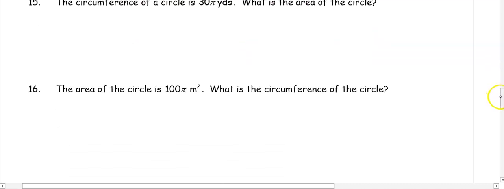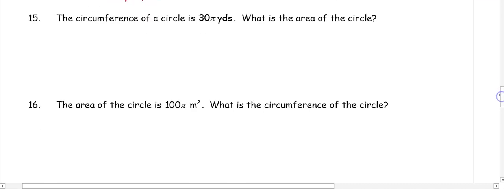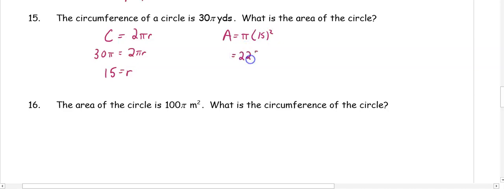Number 15, the circumference of the circle is 30 pi yards. What is the area of the circle? So circumference is 2 pi r. So we have 30 pi equals 2 pi r. We can divide by 2 pi, and we get 15 equals the radius. So your area is equal to pi times 15 squared, which would be 225 pi yards squared.